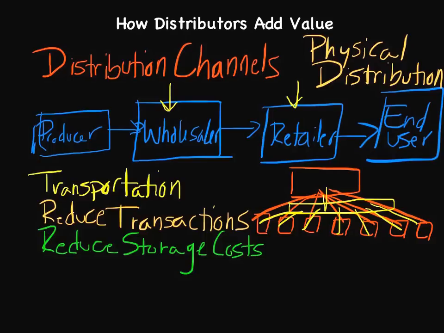So I hope that helps answer the question ultimately of how distributors or intermediaries add value. First, obviously, reducing transactions, right? And then secondly, of course, reducing storage costs.